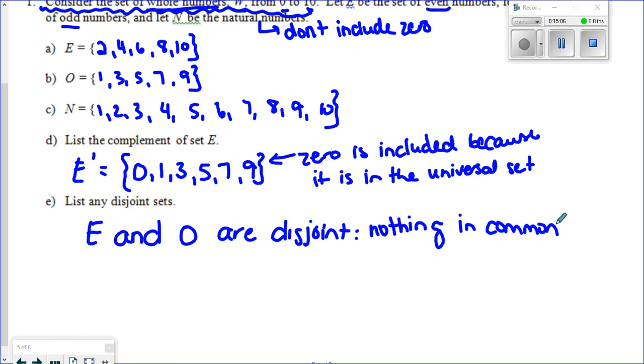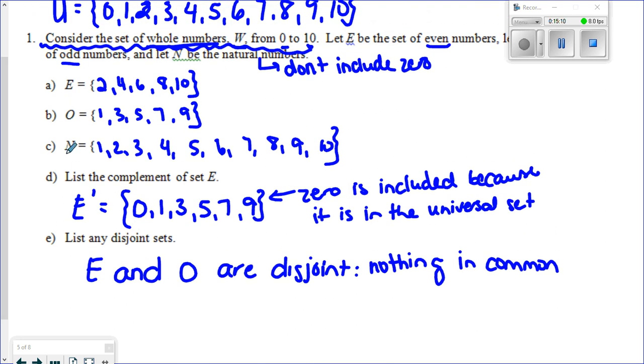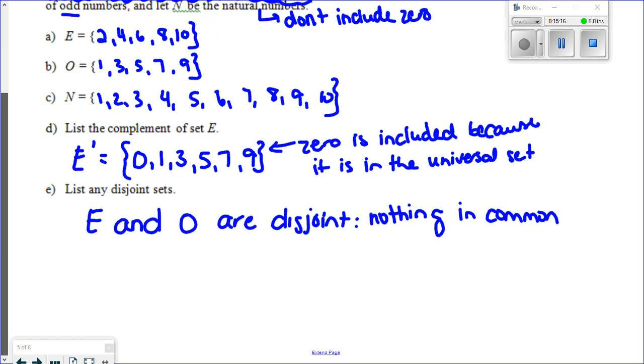We couldn't say anything else is disjoint. We couldn't say something like E and N are disjoint because they share some elements. They share the element 2, so we can't say that they're disjoint sets because they do have things in common.